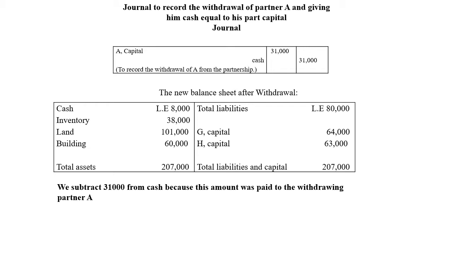Then you prepare the balance sheet after withdrawal of the partner. You'll see that the cash was down by 31,000. You subtract from the cash 31,000. So now it is 8,000.